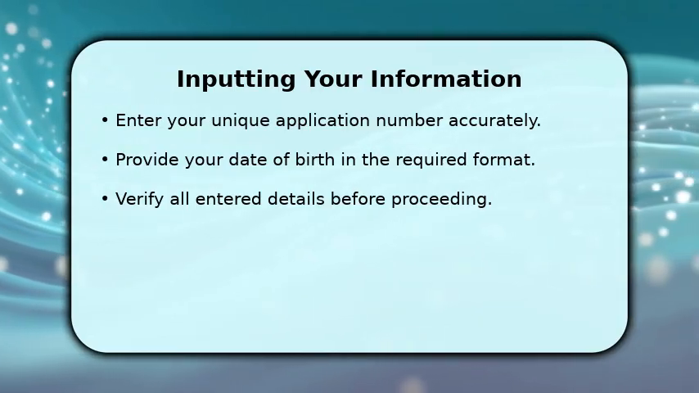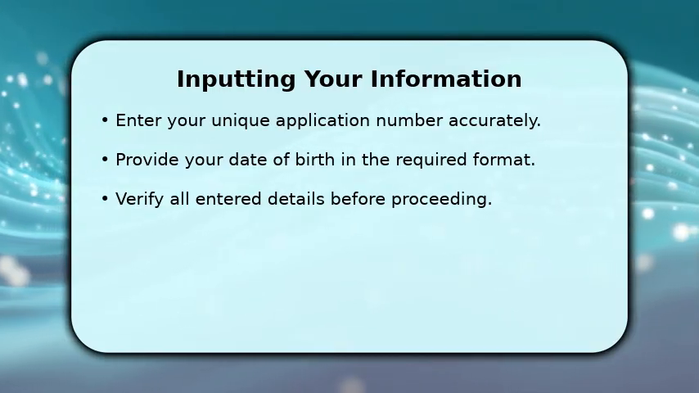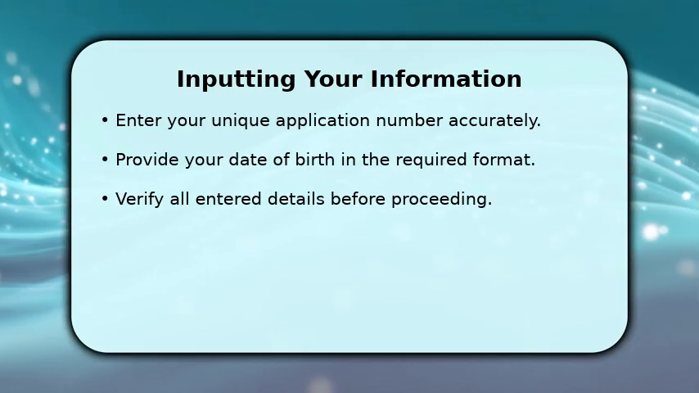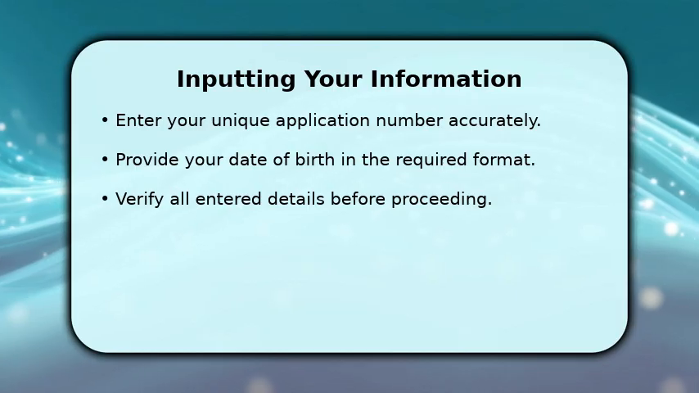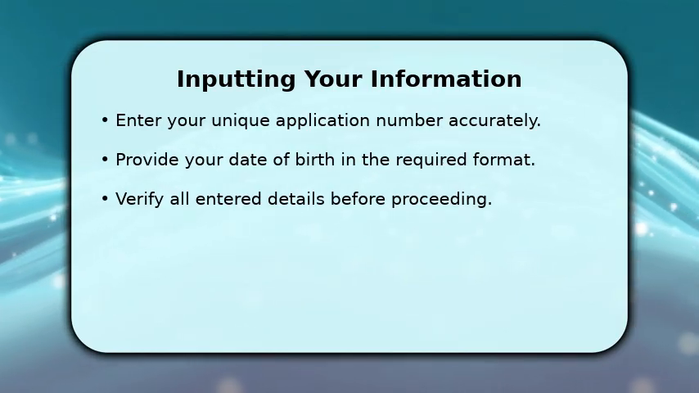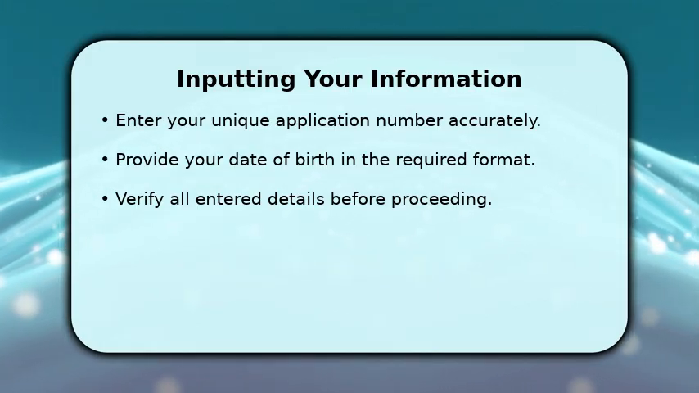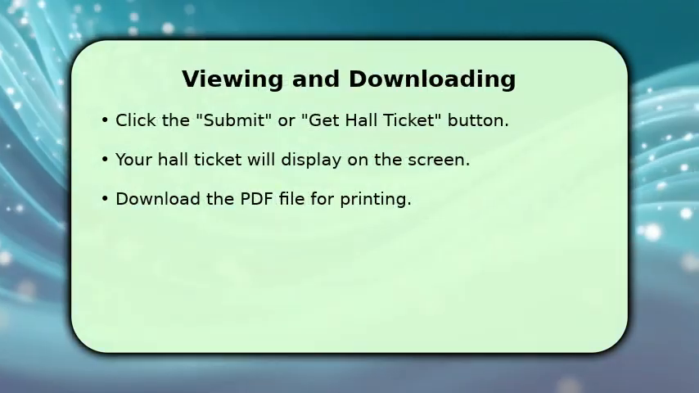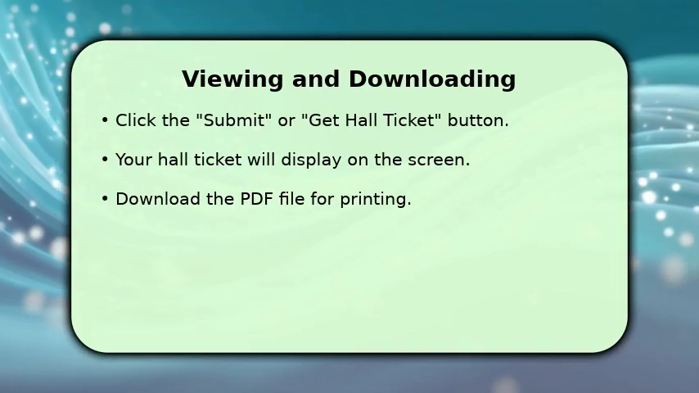Next, provide your date of birth, ensuring it matches the format specified on the page, such as day, month, year. It's crucial to double-check all the information you've entered for accuracy. Any discrepancies could prevent you from accessing your hall ticket, so take a moment to review everything. Once you've confirmed your details are correct, click the Submit or Get Hall Ticket button.